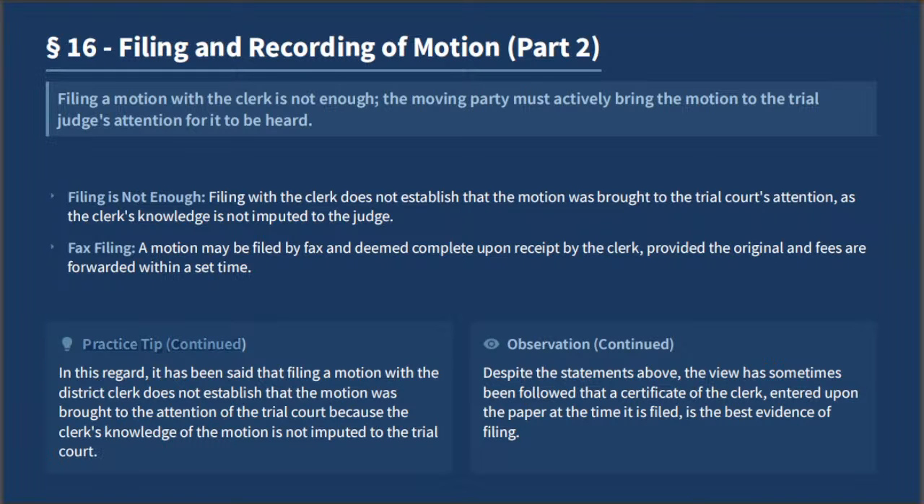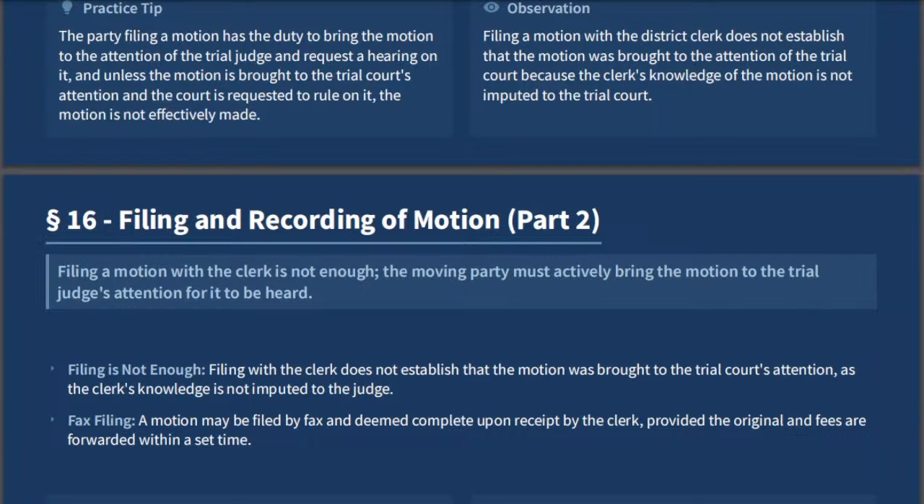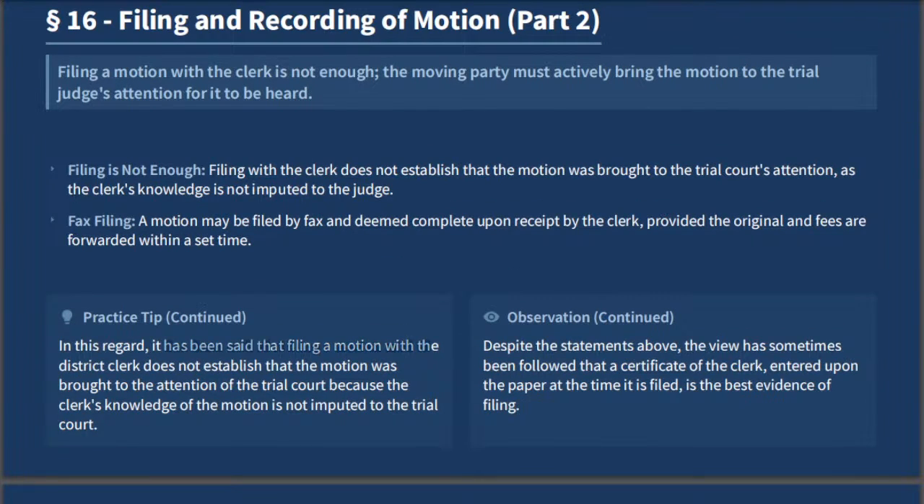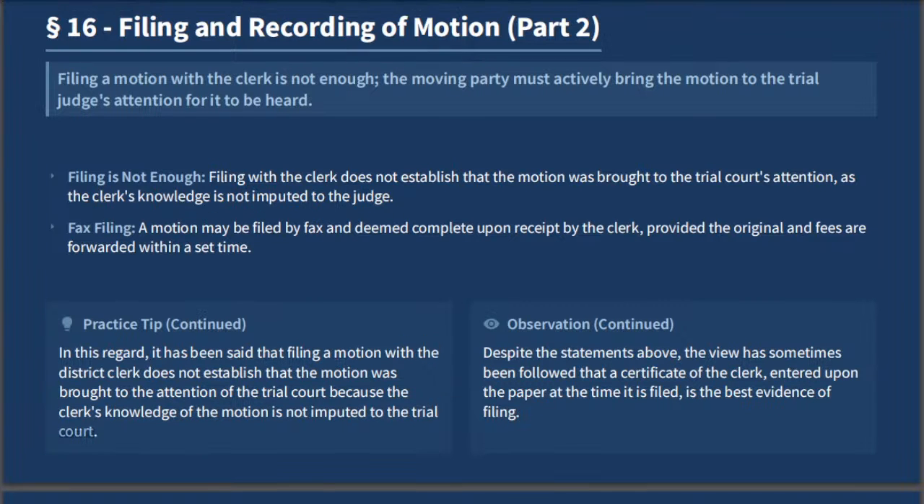Practice tip continued. In this regard, as we were talking about, the party filing a motion has a duty to bring it to the attention of the trial judge and request a hearing. If not, the motion is not effectively made. In this regard, it has been said that filing a motion with the district clerk does not establish that the motion was brought to the attention of the trial court, because the clerk's knowledge of the motion is not imputed to the trial court. How many times do we need to read that for this to stick in? But that's something that American jurisprudence wants to hammer in, and so we do.